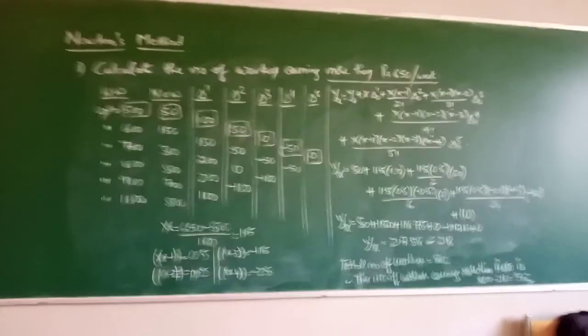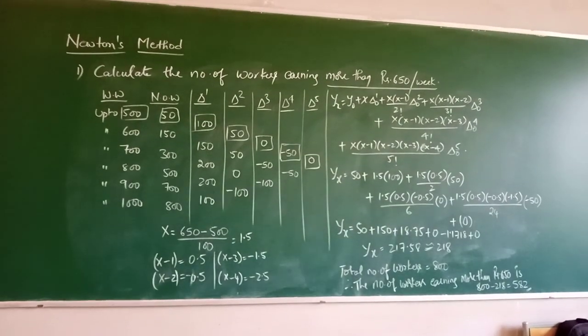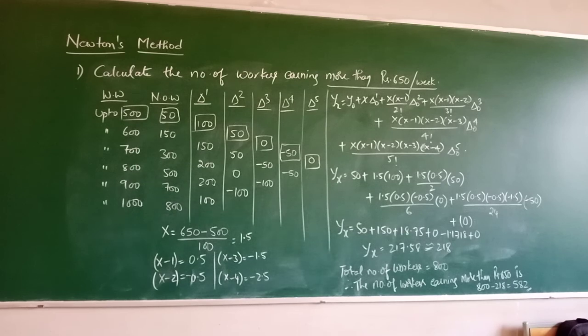Okay, look at this problem now. This is another kind of problem from Newton's method. Calculate the number of workers earning more than rupees 650 per week. More than rupees 650, I have underlined, see. It is asked more than rupees 650. Remember. Now, weekly wages up to 500, up to 600, up to 700 and up to 1000.